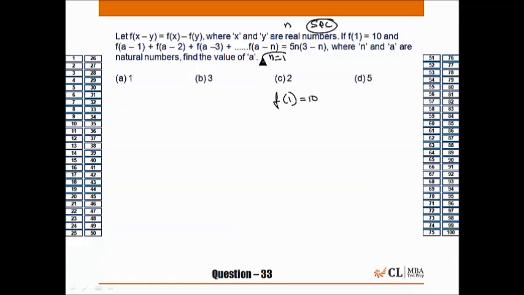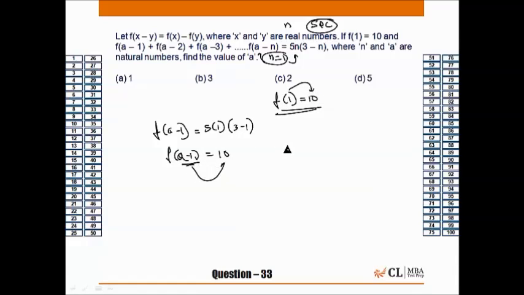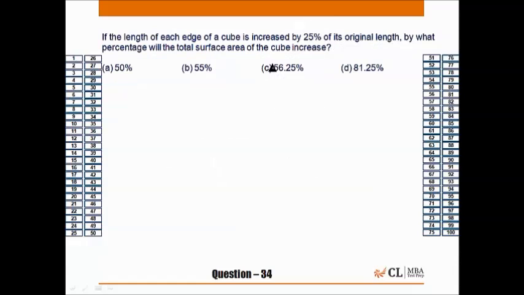Let's take one case and see what happens if I put n equal to 1 here. This becomes f of a minus 1 equals 5 times 1 into 3 minus 1. So f of a minus 1 is 5 times 2, equal to 10. Lucky! f of 1 is given as 10. f of a minus 1 equal to 10, so a minus 1 should be equal to 1. a should be equal to 2. Yes, you're lucky, but that's okay. Marks are marks. Marks are not given for steps, by the way, only for the answer.